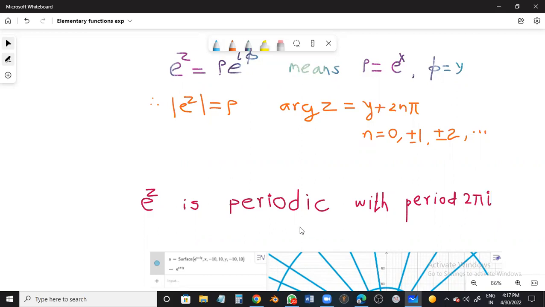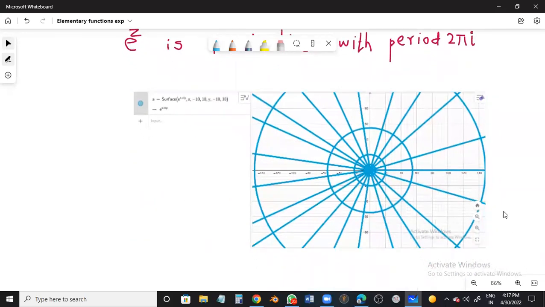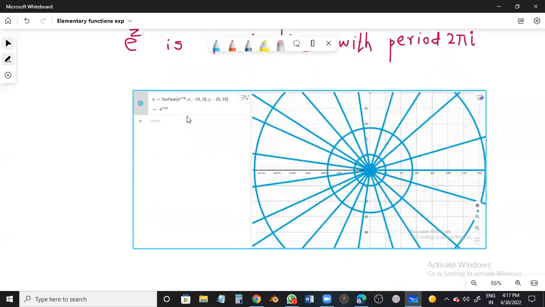Alright. Now to see the periodicity, I have tried with the GeoGebra Classic. I tried to get its graph. So you can see I have typed here e raised to x plus iy, and range for x is given from minus 10 to plus 10, range for y is given to be minus 10 to plus 10. So what do you observe? This kind of repetition occurs, this kind of circles you go on observing. Okay, so it's a kind of surface which is periodic and repeats itself again and again.